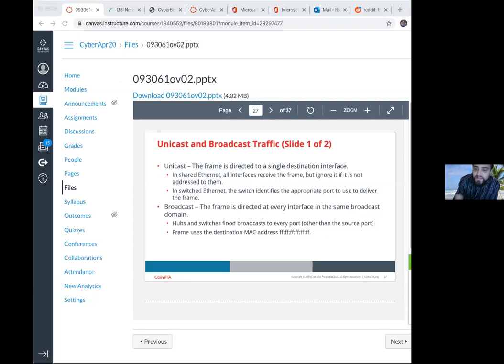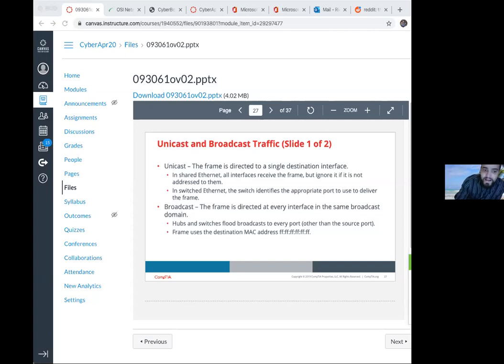So the frame is destined for a single destination interface in unicast. We have our shared Ethernet, and all the interfaces receive the same frame. However, they're going to ignore it if it doesn't have the correct MAC address on it. If we were on a central device, like a switch, then only the server would get the unicast packet, and it would track down what exact MAC address it went to and send it to the right port, right?